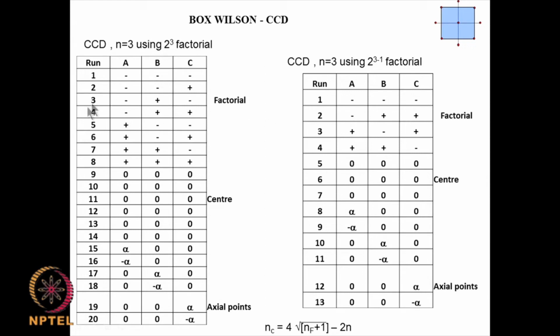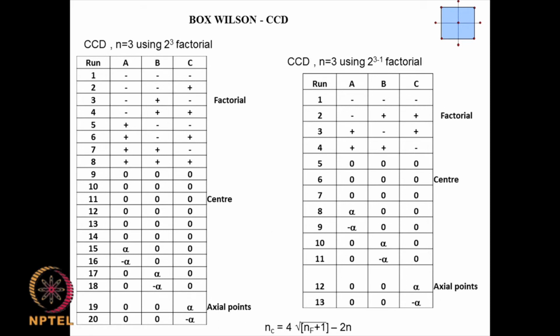So, depending upon the number of runs you are doing in the factorial, the formula is given where you substitute that. If it is a 2 power 3 full factorial, we put NF as 8. If it is a 2 power 3 minus 1 fractional factorial, we put NF as 4. That will give you an idea about the center points. So, this is how you build up the Box-Wilson CCD.